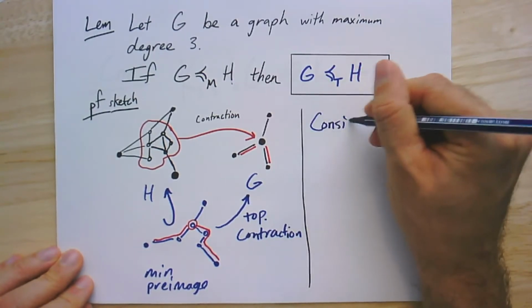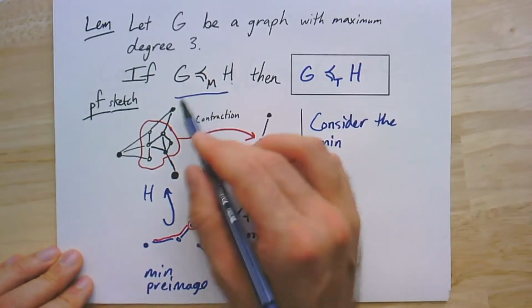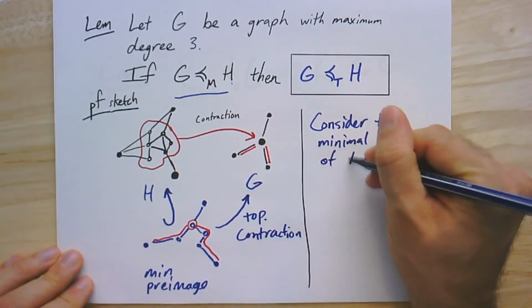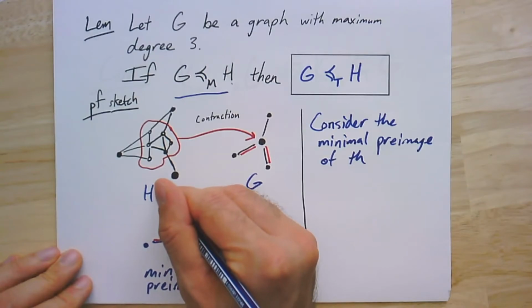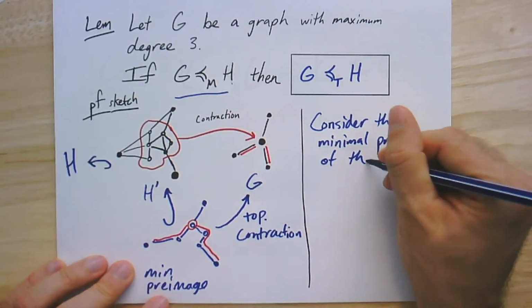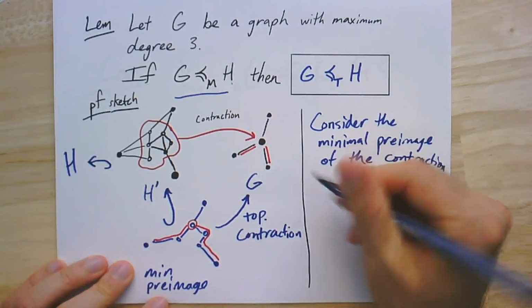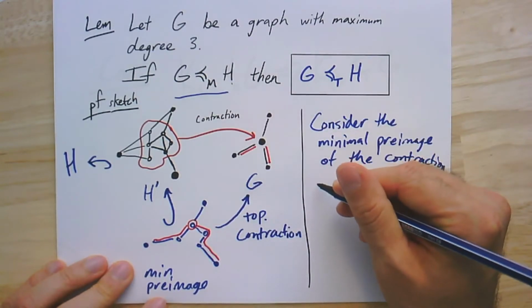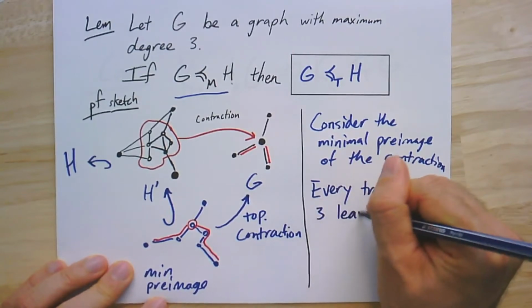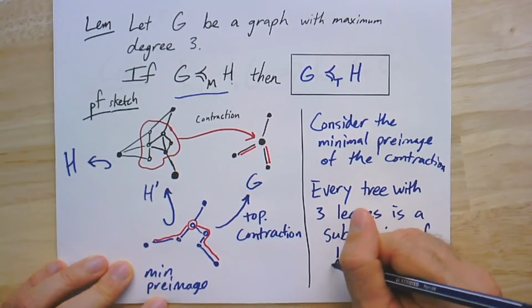I'm not going to do it in detail here, but you consider the minimal preimage of the contraction. And there's always some contraction when you're talking about there being a minor. Take the minimal preimage of that contraction. And if you like, you can also think of this as having one more step where this is really H prime, which was a subgraph of some bigger H. But when I look at that minimal preimage, then what happens is, since the degree 3 bound on G exists, then every tree, just remember that every tree with 3 leaves is a subdivision of the star S3.